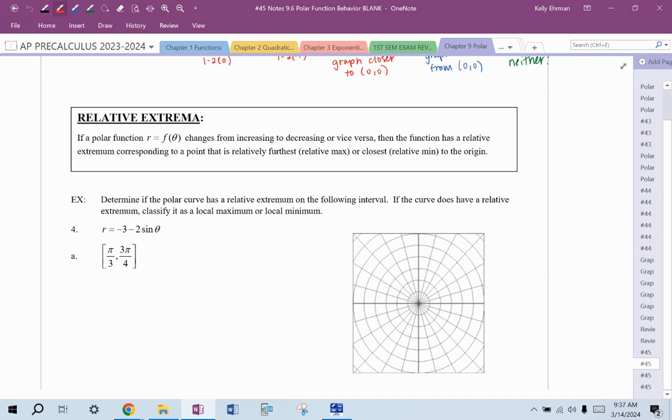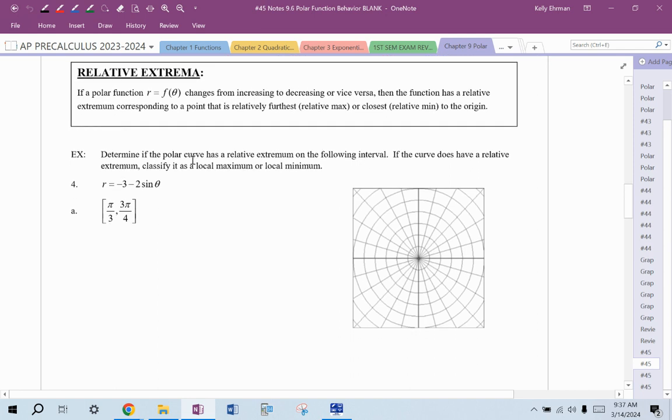All right, this is our last day of notes for AP Pre-Calc. We need to talk about how to find relative extrema. So that's a relative max or a min for values of R. This is just like what we did in chapter 1. Anytime a function, in this case R, goes from increasing to decreasing, you're going to have a relative max or a local max. Sometimes we use that terminology.